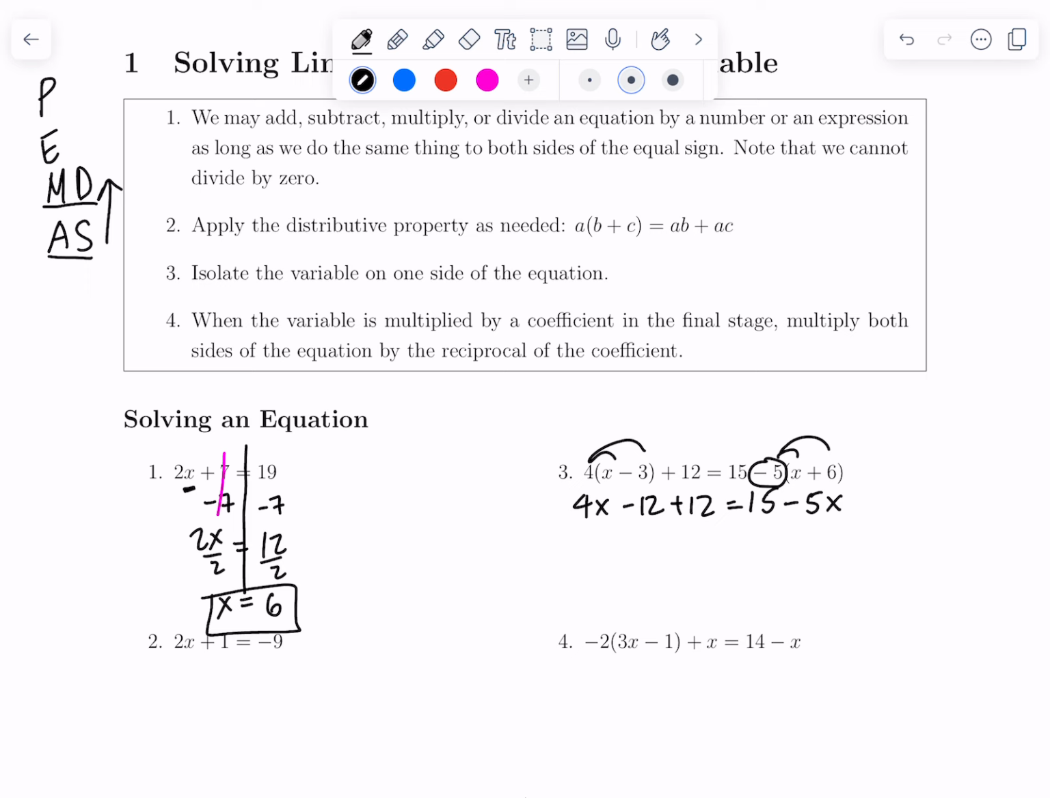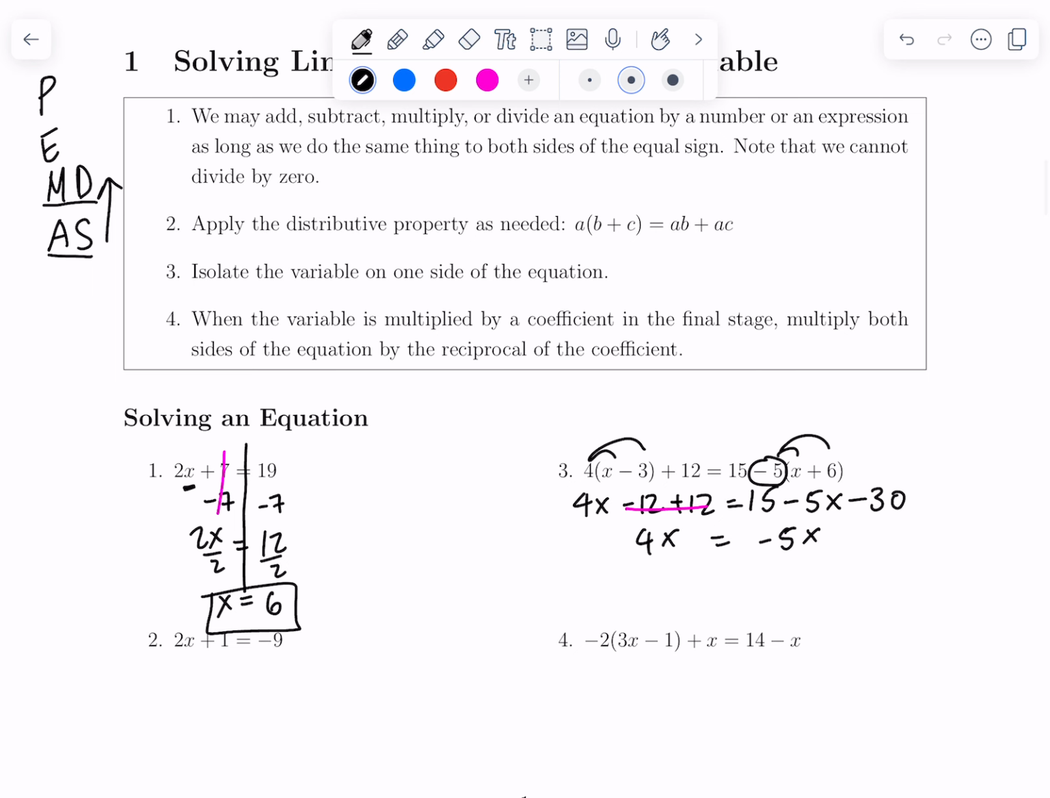Then over here, we're going to have 5 times 6. We're going to swap the sign for 5 times 6. So over here, we are going to have minus 30. So we can combine the constants over here together. Minus 12 plus 12, that cancels out, that's 0. So on my left-hand side, I have 4x. My right-hand side, I have negative 5x. Then minus 15 minus 30 over here is minus 45.